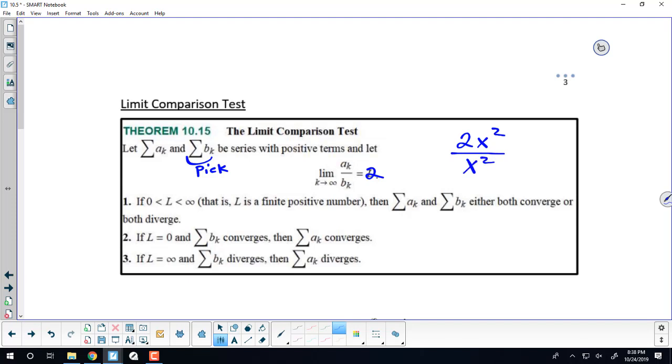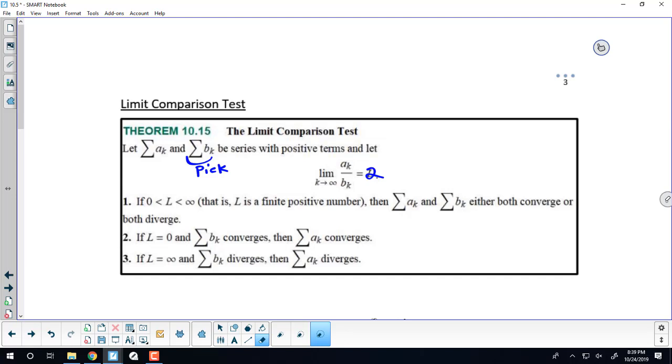Just think of that function, 2x squared over x squared. The limit at infinity of a function like that is a finite number. It's 2. So they're growing at comparable rates. So if the series that we've chosen grows comparably to the series that was given, then they do the same thing. The series chosen converges, the series given converges as well, because they are growing at comparable rates.